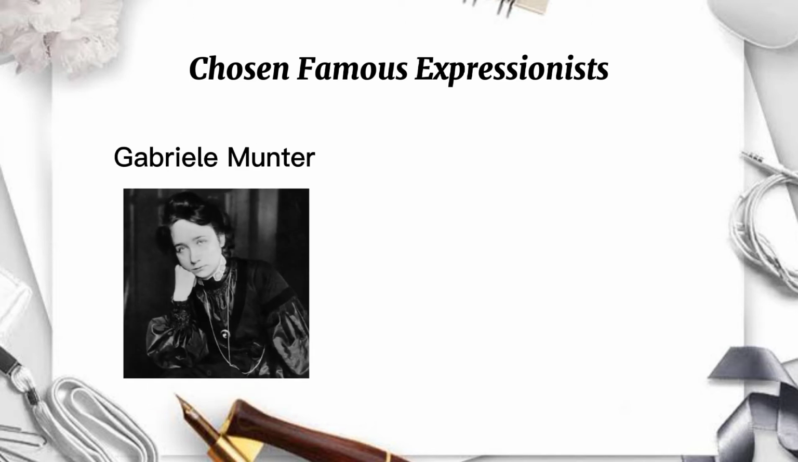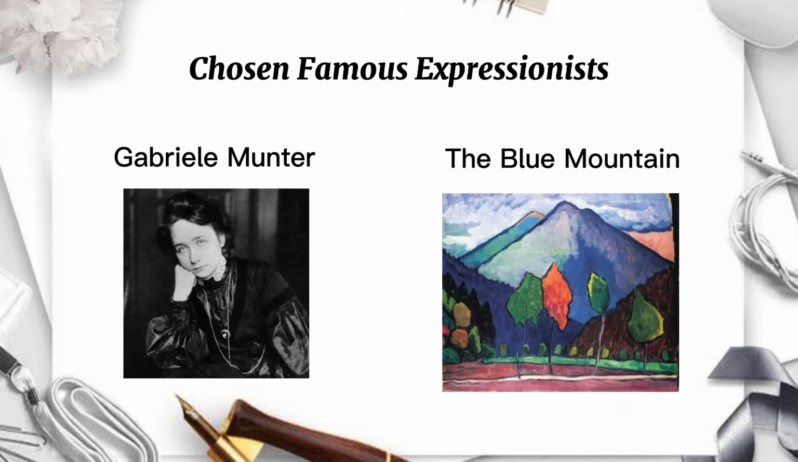Next we have Gabriele Münter. Gabriele Münter was a German expressionist painter who was at the forefront of the Munich avant-garde in the early 20th century. She studied and lived with the painter Wassily Kandinsky and was a founding member of the expressionist group, the Blaue Reiter. One of her artworks in expressionism is the Blue Mountain.